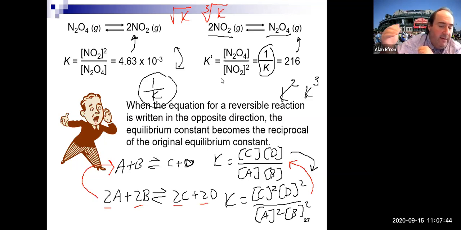If you divide an equation by a common number, you take the root of the K to that number. So if we divide by 2, square root, divide by 3, cube root, and so forth. And those are the common manipulations that you sometimes need to do.